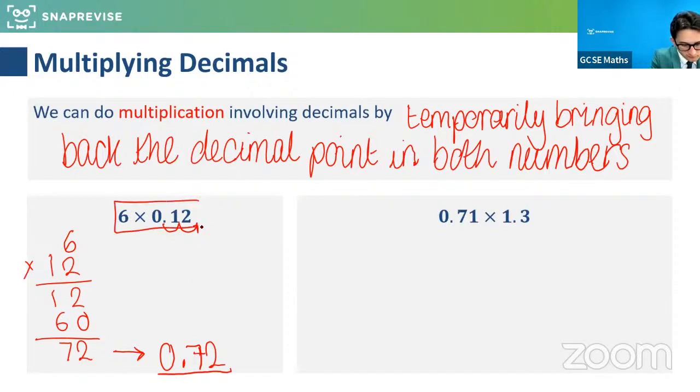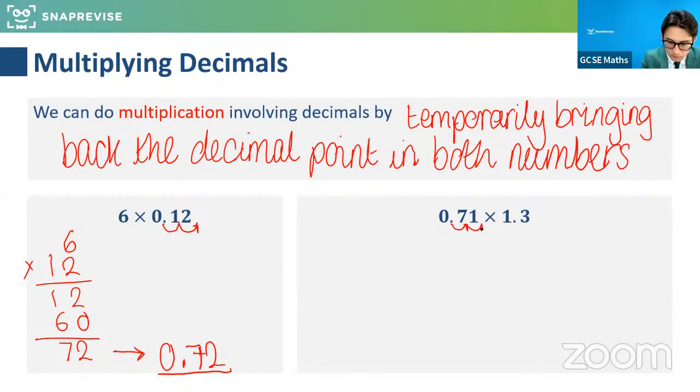So I think that's a really good way of doing it. And then hopefully that sort of makes sense as well. It looks sensible as the answer. So 6 times 12 is 72. So 6 times something 100 times smaller than 12 is 100 times smaller than 72. We just put it 2 decimal places back. So 0.72. Brilliant.